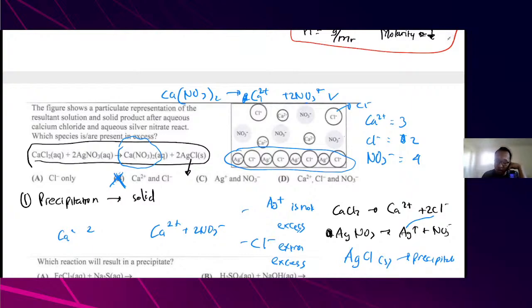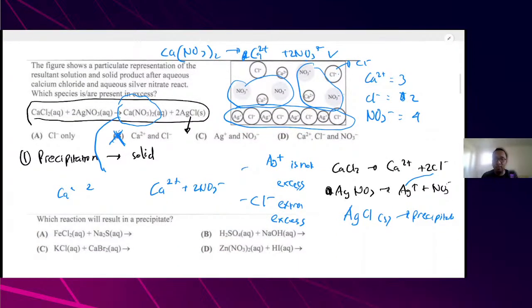However, when we look at this product, if we break it down again, it will be Ca2 plus and then NO3 minus. 1 Ca needs 2 NO3, so this one and this one. So this one is the excess and this one is the excess. So it will be Ca2 plus and then Cl minus. All right, that's good. There is no issue at all. Let's move on to another part.